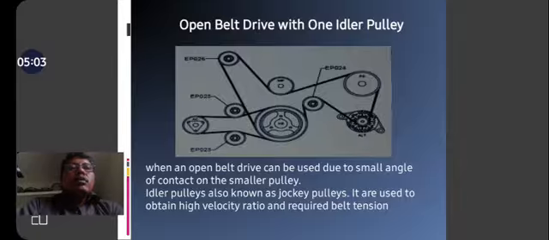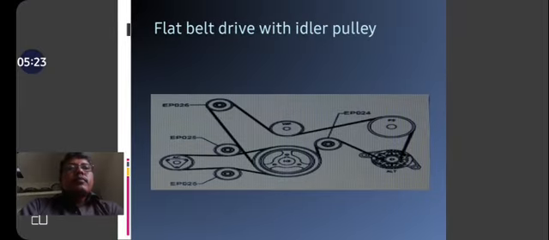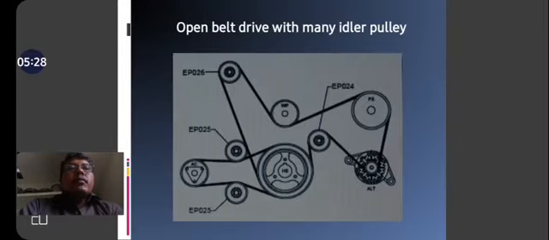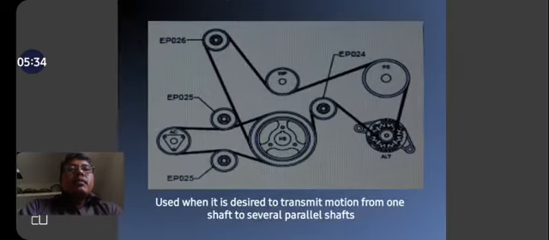This figure shows the open belt drive with one idler pulley. It is used when the angle of contact on the smaller pulley is small. The idler pulley, also known as a jockey pulley, is used to obtain high velocity ratios and to maintain belt tension. The same, this one is the open belt drive with many idler pulleys, used when you decide to transmit motion from one shaft to several parallel shafts.